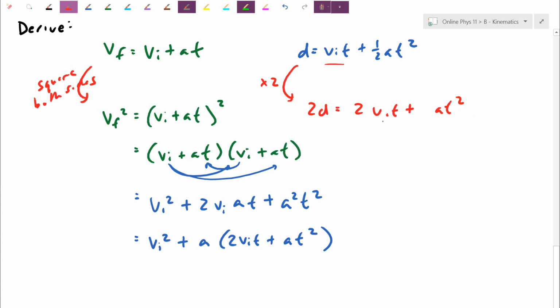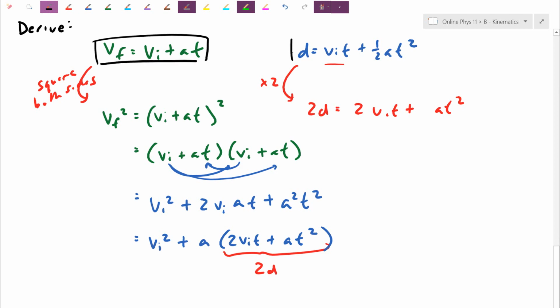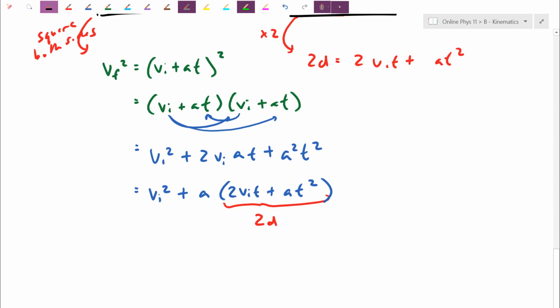Wherever you see 2 VIT plus AT squared, I can punch in 2D. Well, I see that term right here. I'm going to punch in 2D for there. So effectively what we're doing is we're taking two independent equations, right? This is one formula, this is another formula here, and I'm just rearranging the variables. I'm putting this second formula into the first formula, and now we end up with our last formula here.